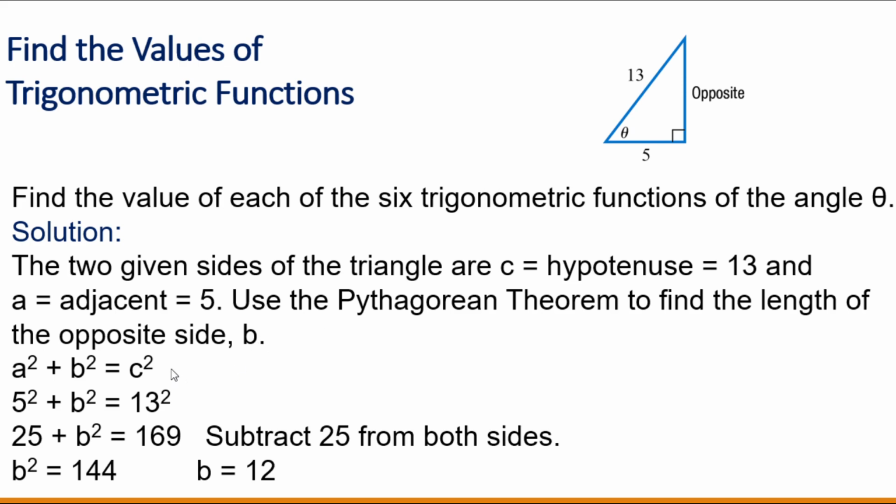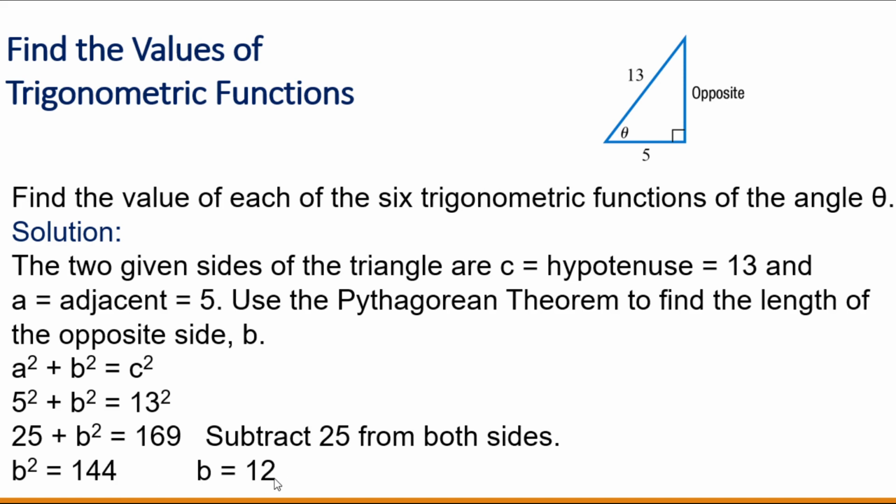The Pythagorean theorem is a squared plus b squared equals c squared. We plug in 5 for A and 13 for C. We'll square both of those values. That gives 25 plus b squared equals 169. Next, we subtract 25 from both sides, and that gives that b squared equals 144. And so taking the square root of both sides, b is equal to 12.